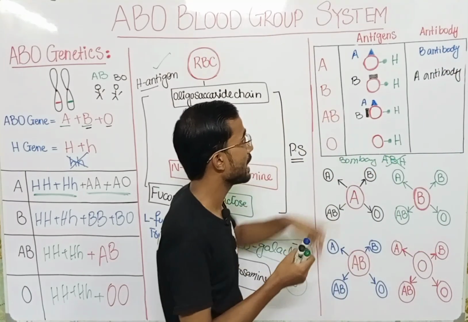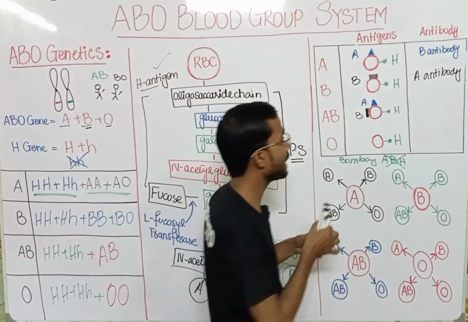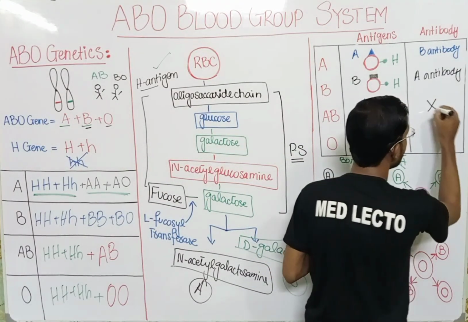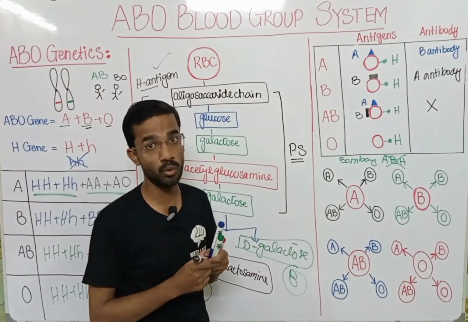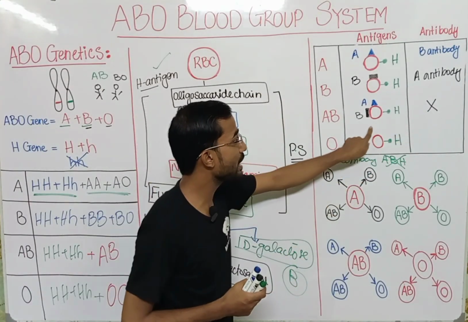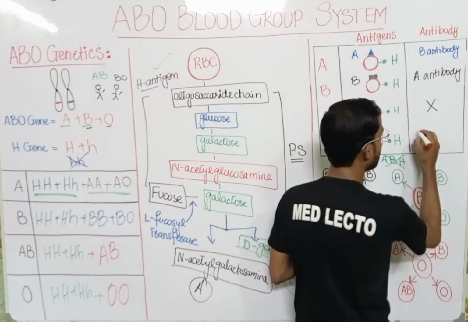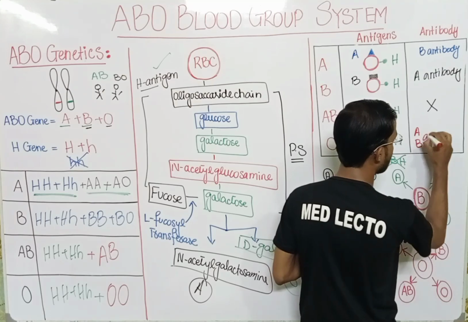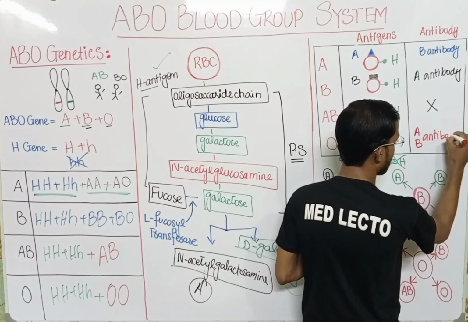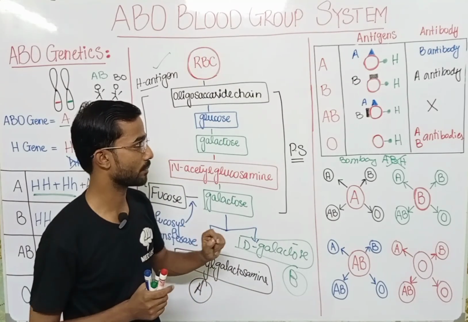If you see A and B both antigens present on the surface of the RBCs, then there will be no antibodies, because otherwise you would see a reaction. If there is no antigen, then obviously the opposite will be true: both A and B antibodies will be present in this case.